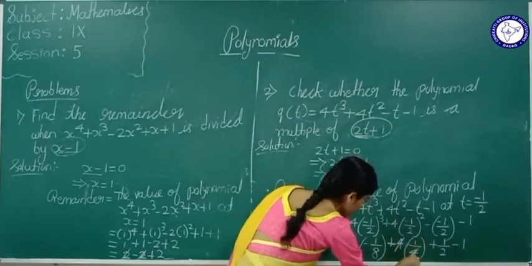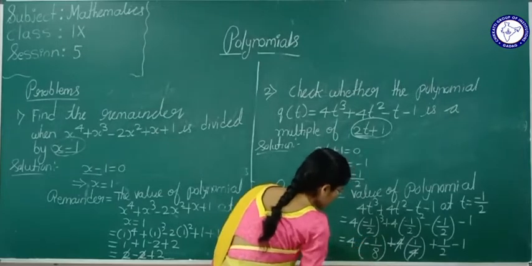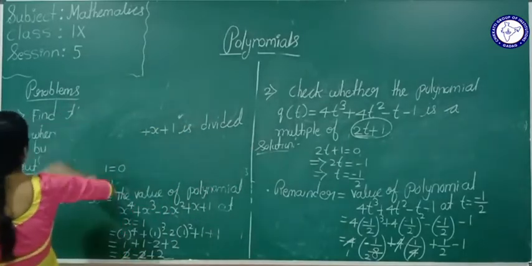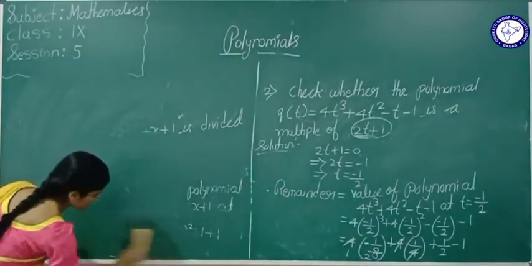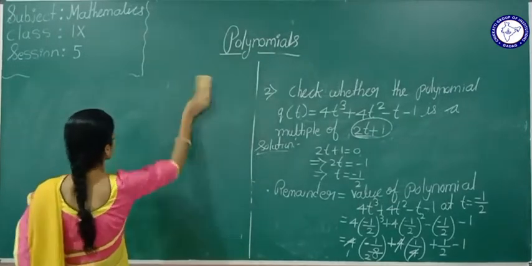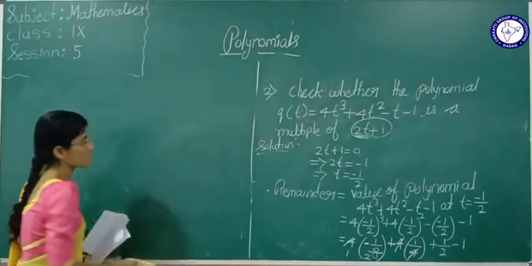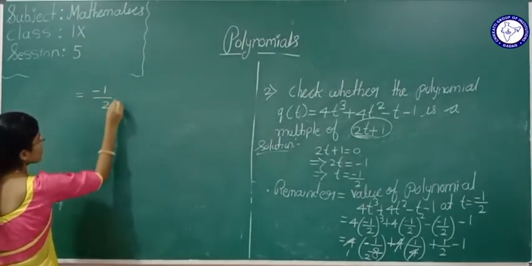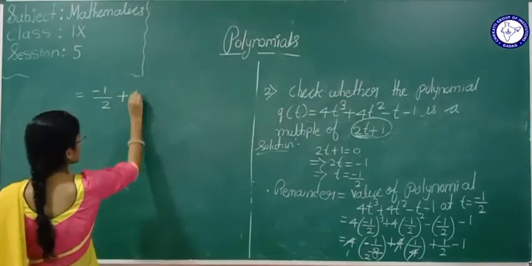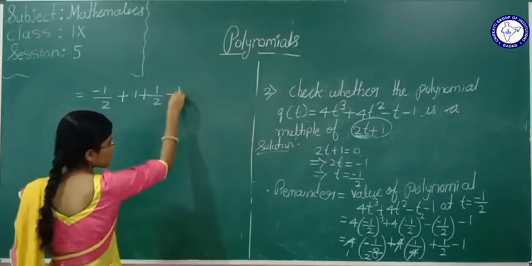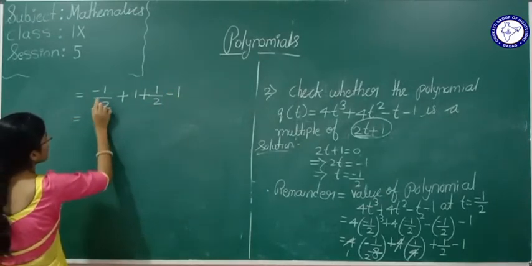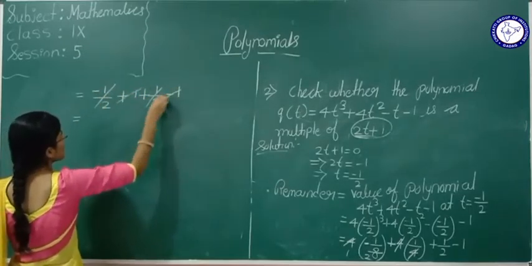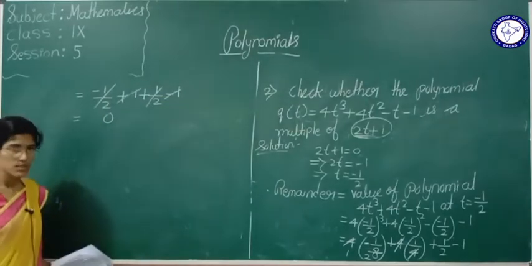So this 4 will get cancelled. Here 4 ones are 4, 4 twos are 8. So what can we tell next? It's nothing but minus 1 by 2 plus 1 plus 1 by 2 minus 1. Now see here, minus 1 by 2 plus 1 by 2 will get cancelled, plus 1 minus 1 will get cancelled, 0. See here, we got remainder 0.